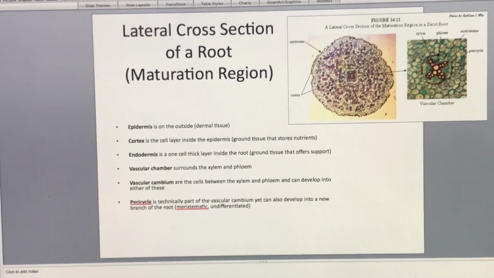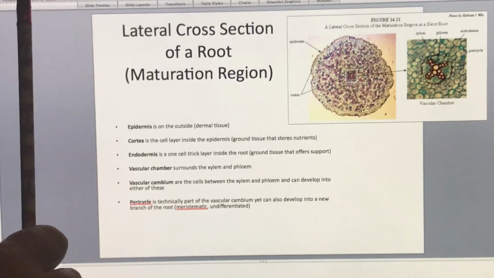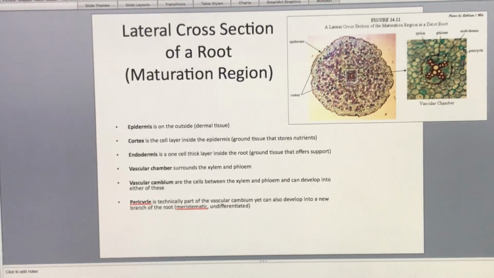Now, in this cross section of a root, it's sort of the opposite orientation. It's cutting the root this way and then looking like a bird's eye view into that cross section. This is figure 14.11 in your book, and we will be looking at a dicot root here. We'll be talking in more detail about what a dicot is, and we'll just point out some of the labels on here.